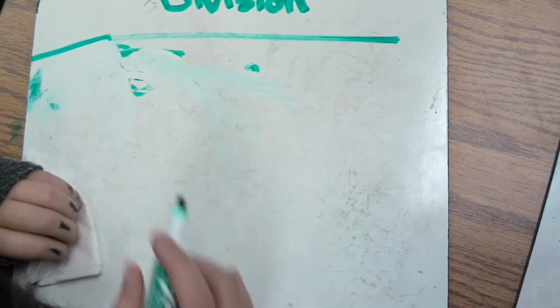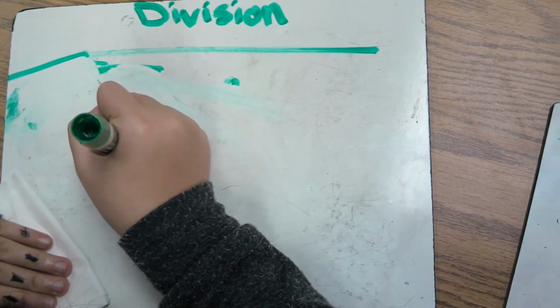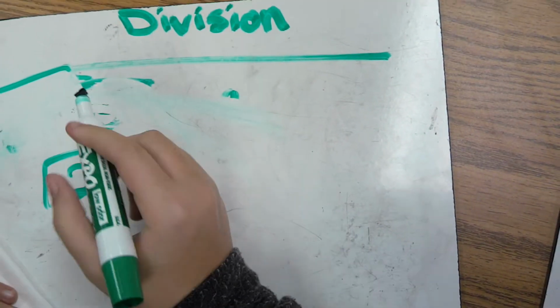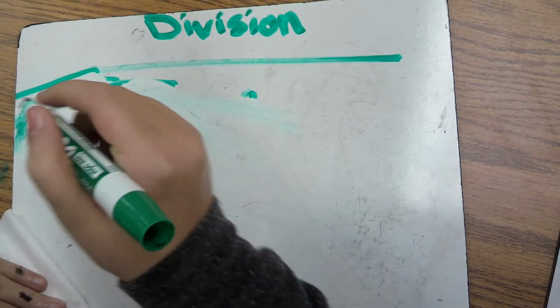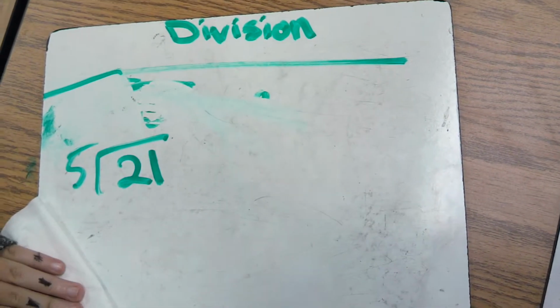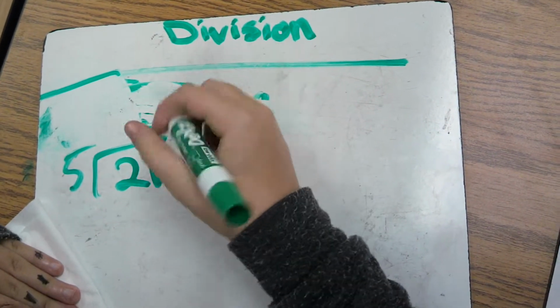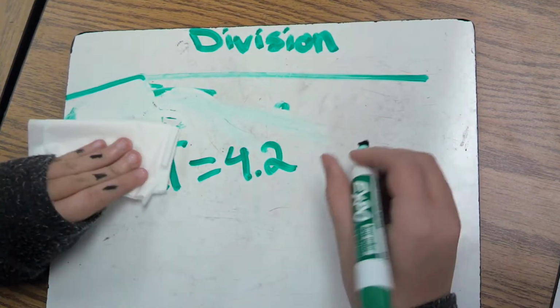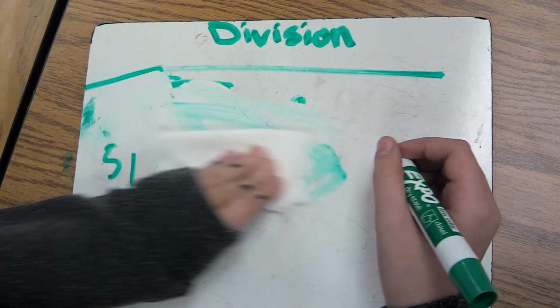And our second problem will be 21 divided by 5, which will give us 4.2.